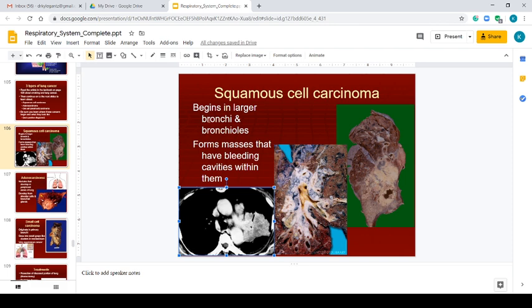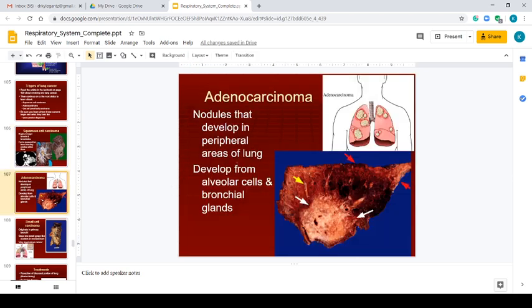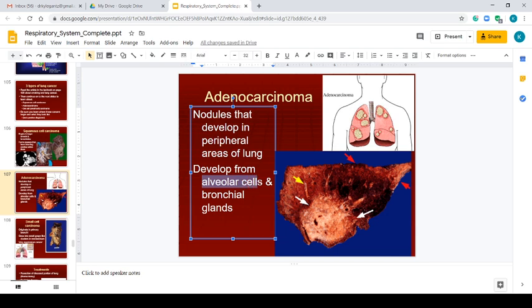So again, in the bronchi and the bronchioles. When we talk about an adenocarcinoma, there are nodules that develop in the peripheral areas of the lung. They develop from alveolar cells and bronchial glands. All right. So now, these aren't in the main trunks. These are out on the leaves of the tree. These are out on the outside, and they are from alveolar cells, and there's bronchial glands.